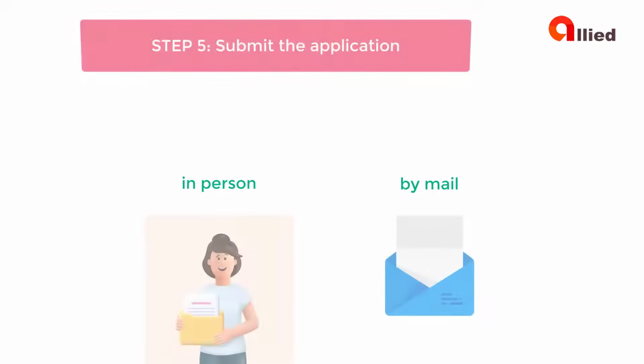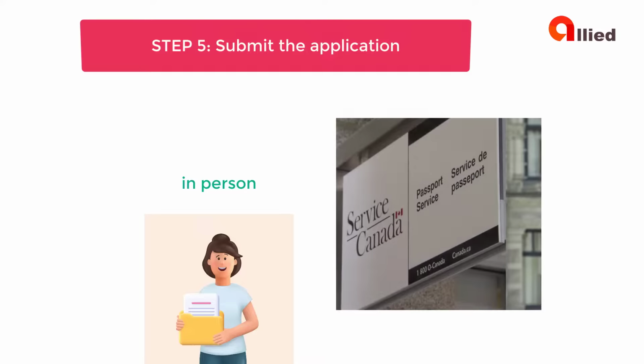Now go to the Step 5. Step 5. Submit the application. You can submit your new Canadian passport application in person or by mail. If you are applying in person, you can go to any Service Canada centre that offers passport services without an appointment. Walk-in services are not guaranteed. They may not be available at busy locations.